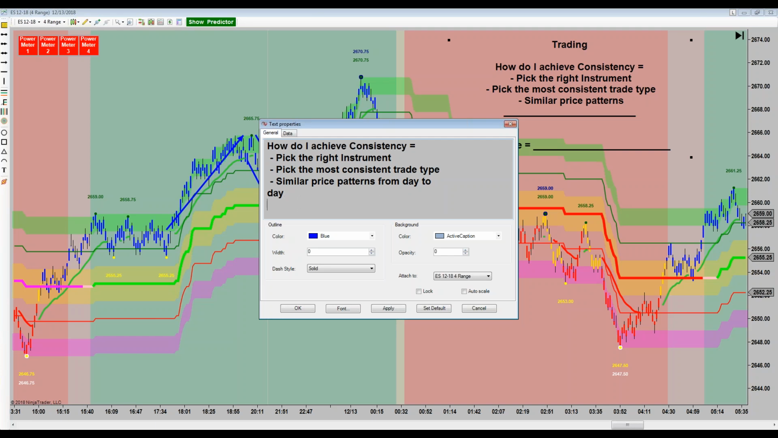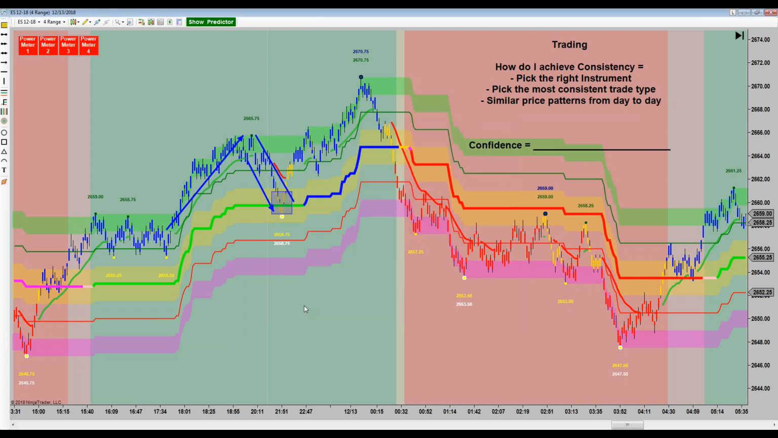This is things you do to get consistency. Now let's talk about confidence. How do you get confidence? And why is it important? Why are we even talking about it? What does it have to do with trading?